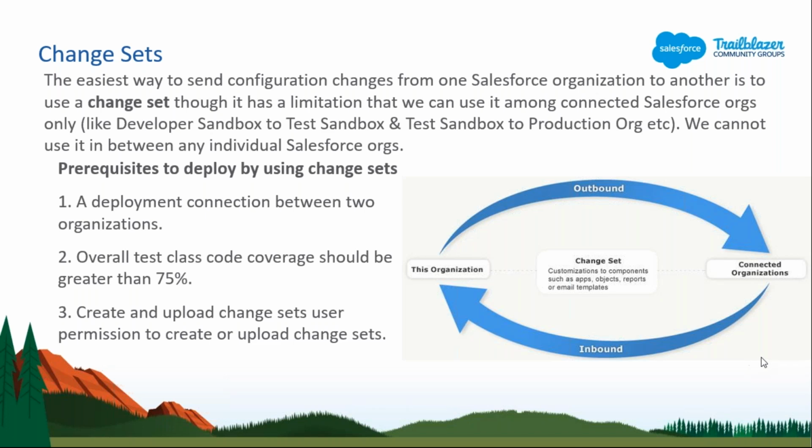First, it's the easiest way of deployment, and there are some limitations. If you want to deploy things from one org to another org, both orgs should be connected to each other. Like from a sandbox to production, and from a test environment to production, that kind of thing you can do, like from developer to sandbox, sandbox to production. So all the organizations should be connected to each other. In that case, you can use change set.